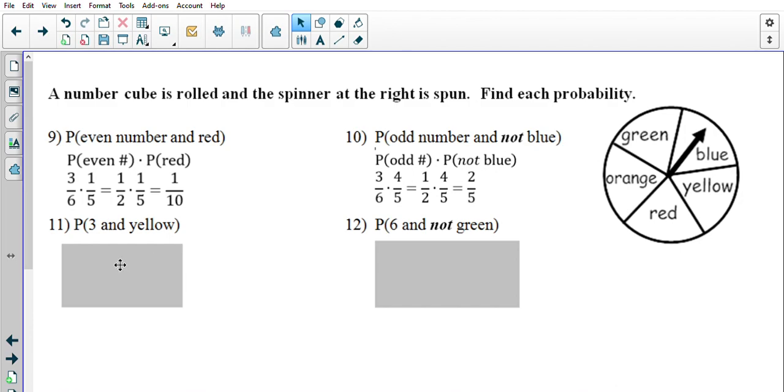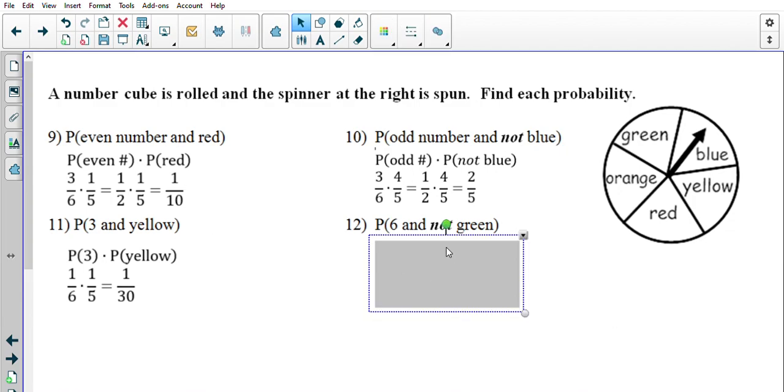Probability of 3 on your number cube, yellow on the spinner. So 3 is 1 out of 6, 1 out of the 6 sides. Yellow is going to be 1 out of 5. Multiply those to get 1/30.